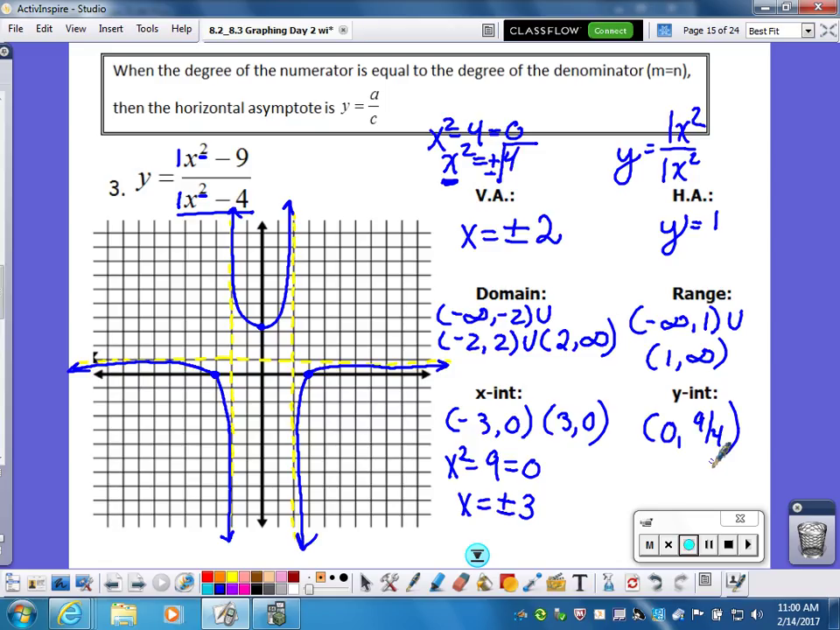So this one was different because although we dealt with the same degree on top and bottom, so our horizontal asymptote was 1, we had 2 vertical asymptotes. Give you time to make sure you can catch everything and write it down before we do the last problem.